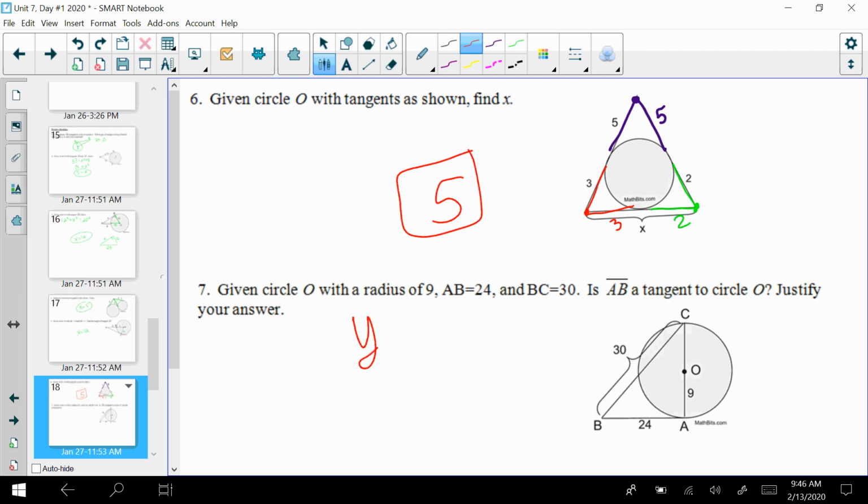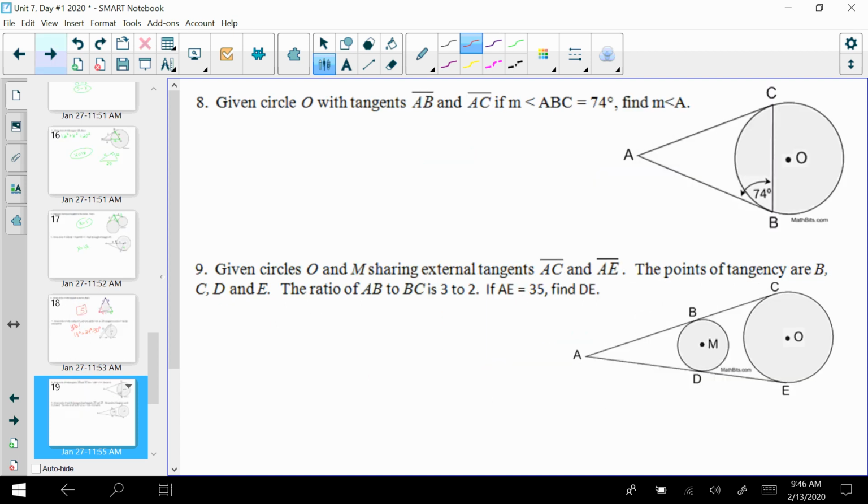Number 7? Your answer should be yes. It is, because 18 squared plus 24 squared equals 30 squared. This one's an isosceles triangle, so your answer should have been 32 degrees.